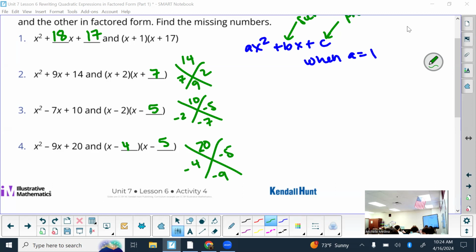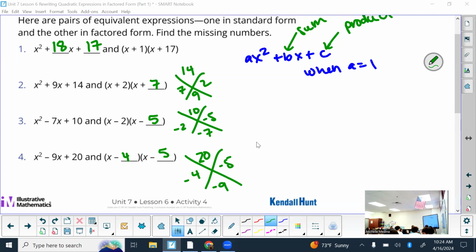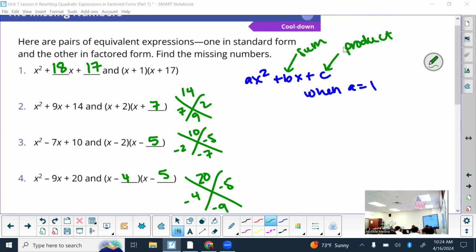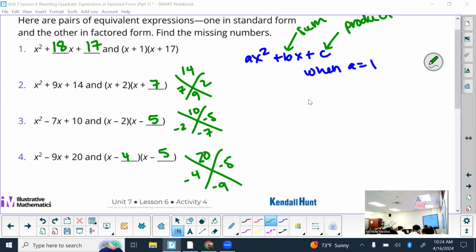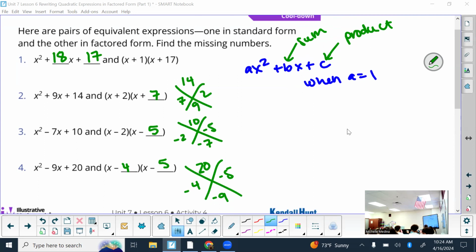What you should notice is that if it's in standard form, and here's the format for standard form, the constant is always the product of these two numbers, and the number in front of the x is always the sum of these two numbers. So for the first one, the first blank is 18, the second blank is 17. And notice that this only works when a is 1. When a is something other than 1, we have an extra step. So keep that in mind, that's coming in the future.